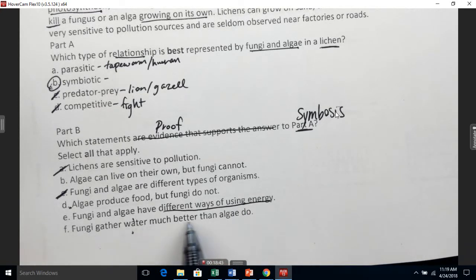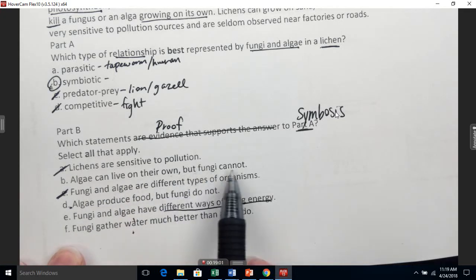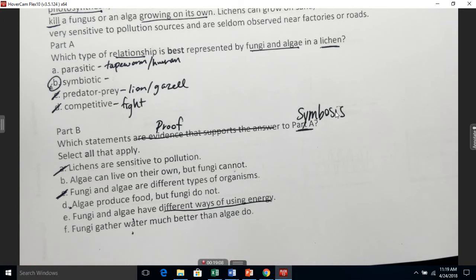Fungi gather water much better than algae do. No, that one was not. So what is the answer? No, you just got fooled, buddy. Algae can live on their own, but fungus cannot. They both need each other. How could one live and the other not? They got you. It's D and F.